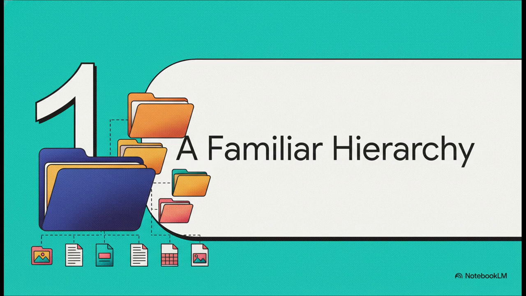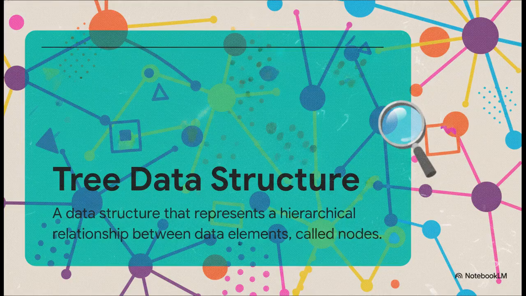Well, the answer actually starts with something you already use every day, the good old file folder system on your desktop, right? You make a main folder, then you put subfolders inside that, and then files inside those. That intuitive structure, that hierarchy, that's the key to the whole thing. In the world of computer science, we call this a tree data structure. It's not a physical thing, of course, but a way of logically storing information that looks just like a hierarchy. Each little piece of data is called a node, and the lines connecting them show how they're all related.